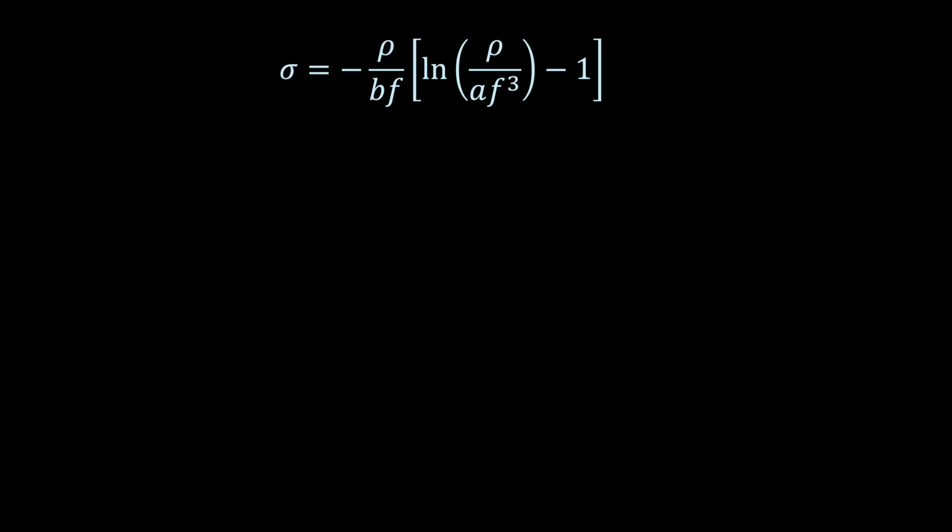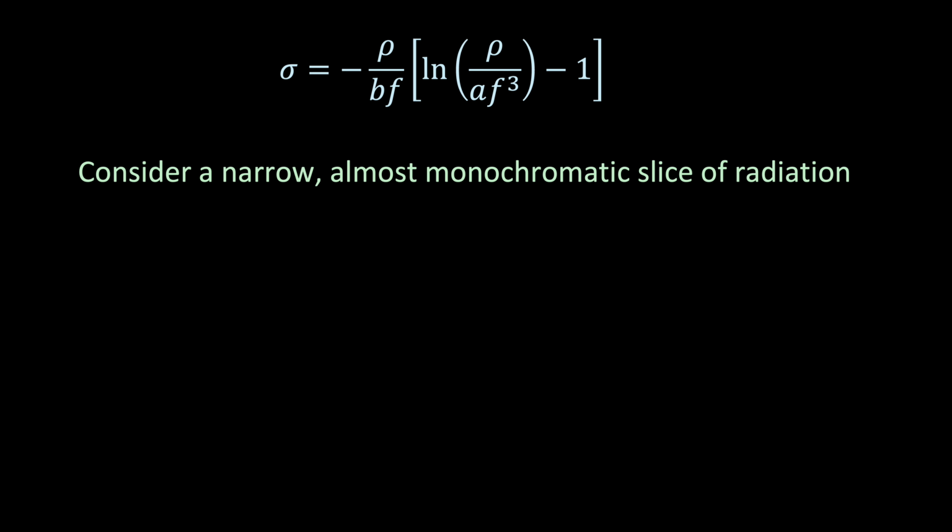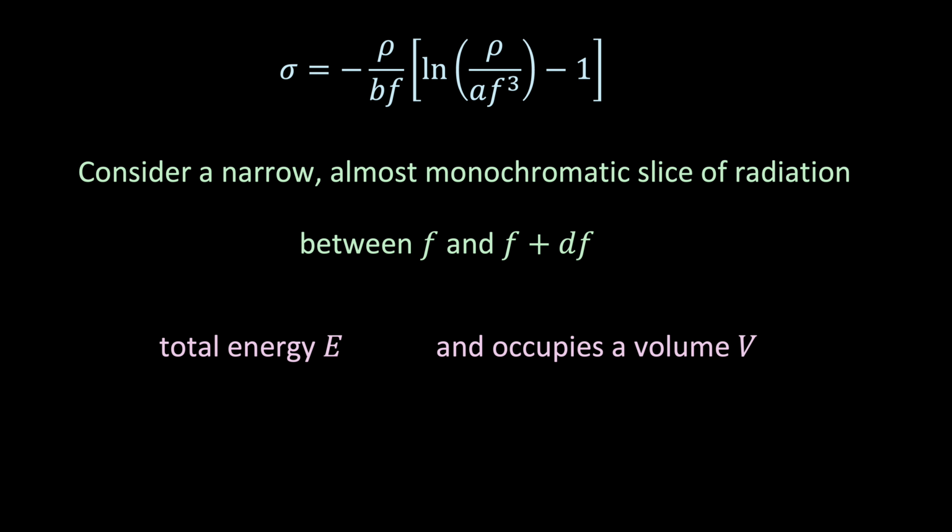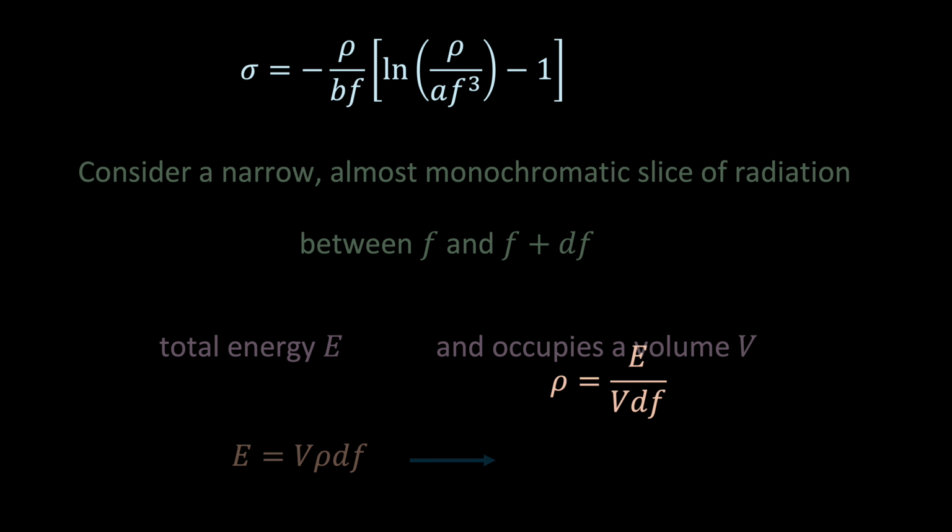Einstein's next move is to specialize to a very simple case. He considers a narrow, almost monochromatic slice of radiation confined to a tiny frequency interval between f and f plus df. If we then suppose that this slice carries a total energy E and occupies a volume V, then, as before, we can write the energy as V times ρ times df. And if we rearrange this, we can write that ρ is equal to E divided by V times df.